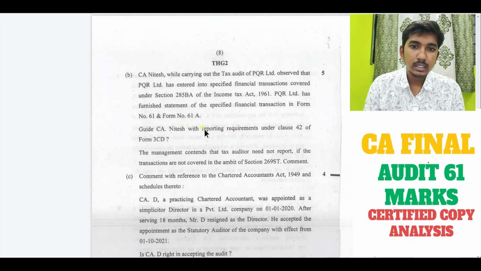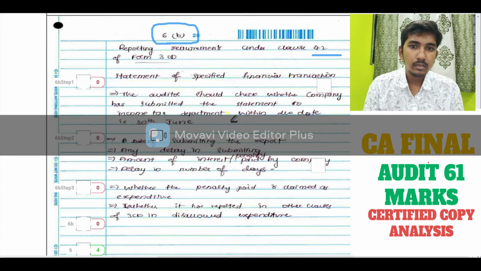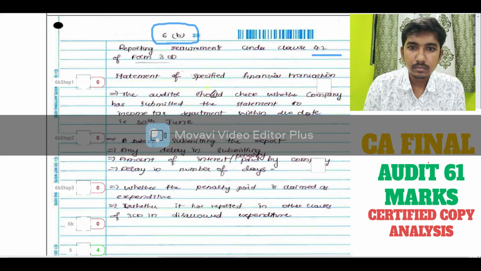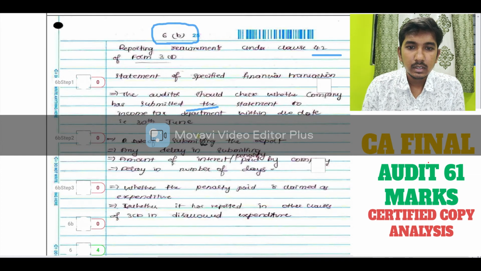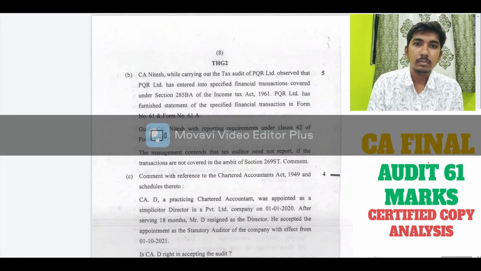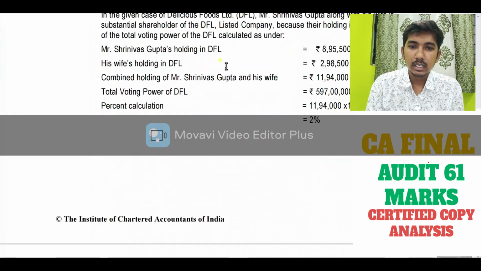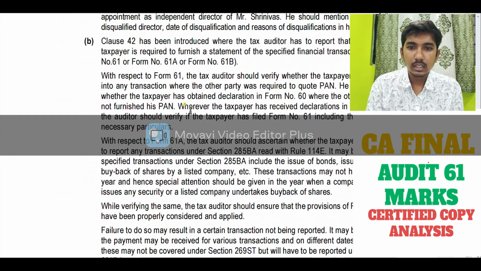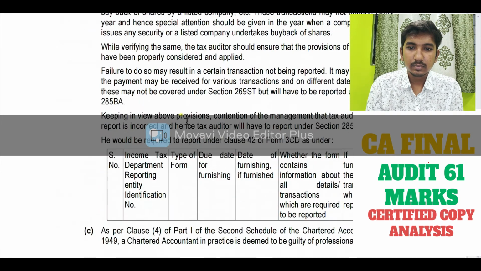So since this is a newly framed question, I have written the answer on my own, with a few new points I have tried. The auditor should check whether the company has submitted the statement, and then in that report we should mention the date of submitting the report, amount, any delay, amount of interest, delay in number of days, whether penalty is paid. So these are the points I have written on my own, but in the suggested answer the answer is completely different.